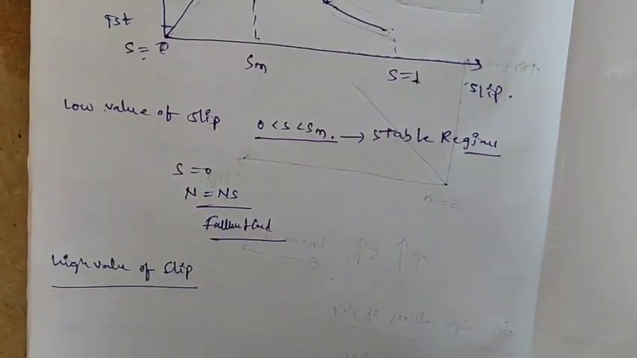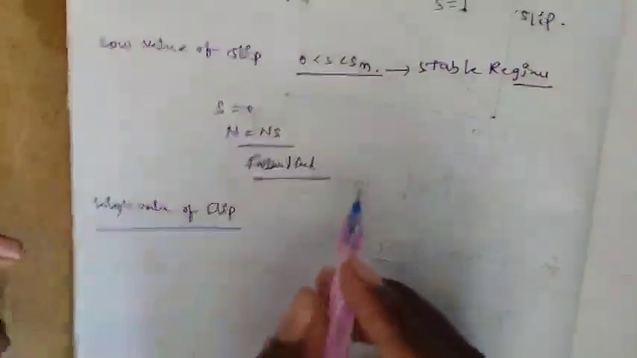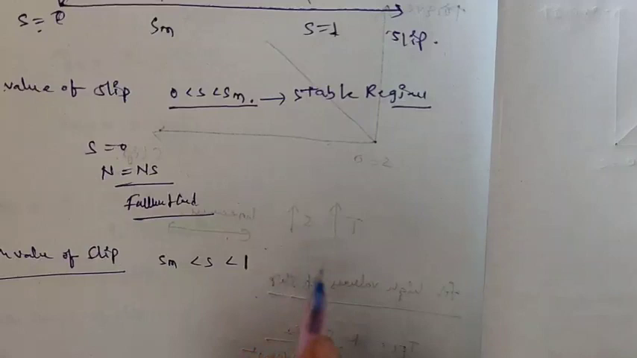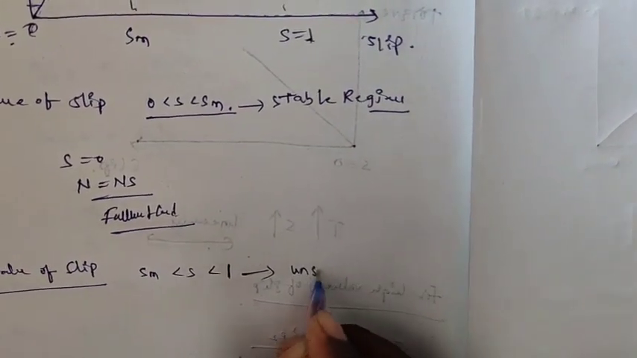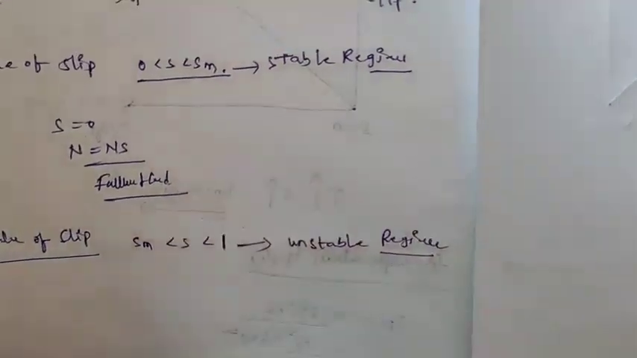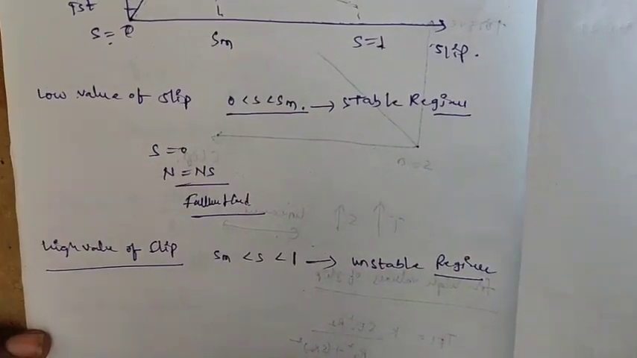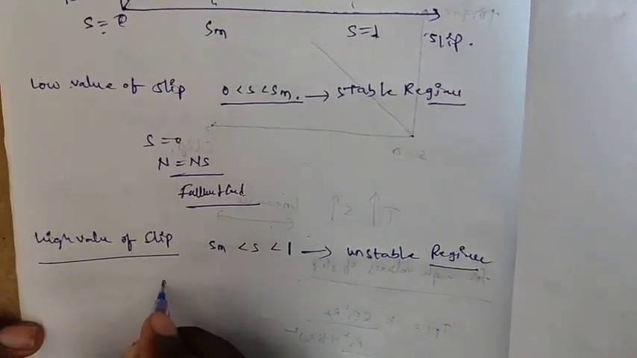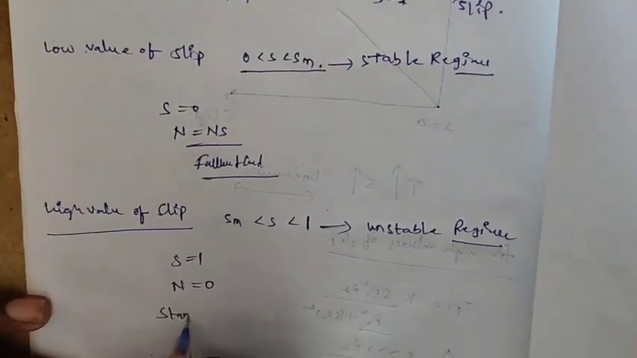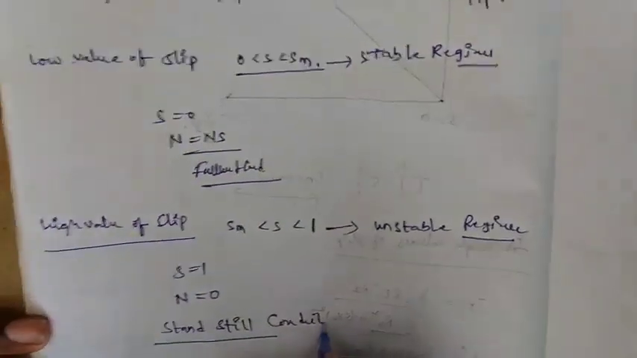High value of slip. So in high value of slip, SM less than S less than or equal to 1. During this case, the torque is in the unstable region. Unstable region means slip equal to 1, that is N equal to 0, the standstill condition.